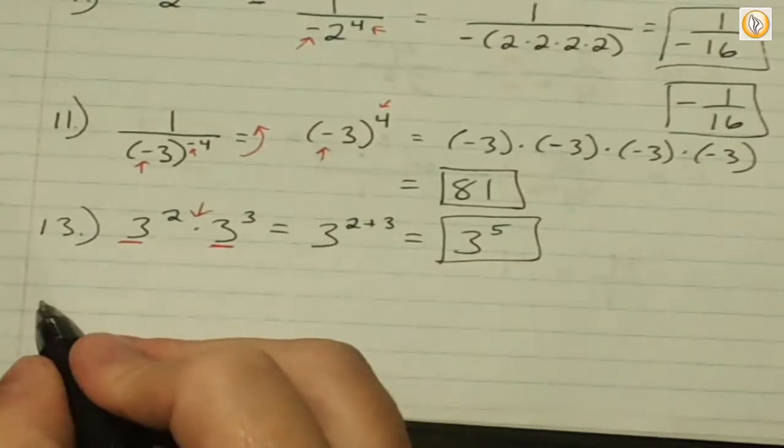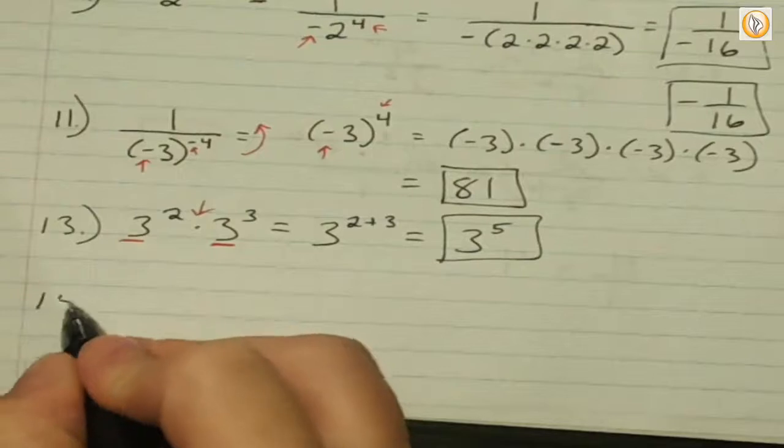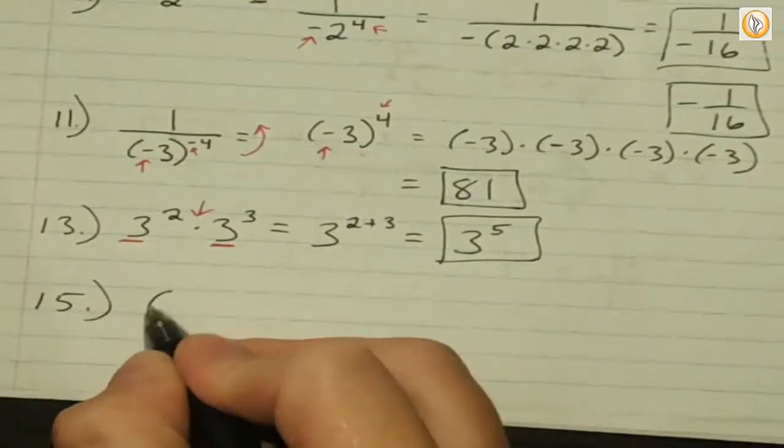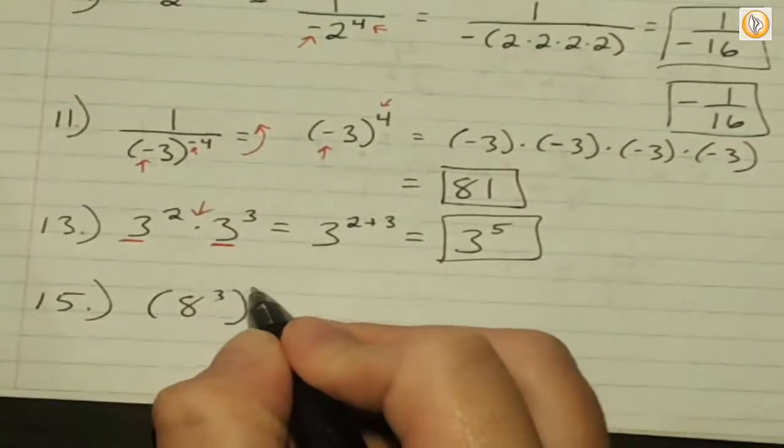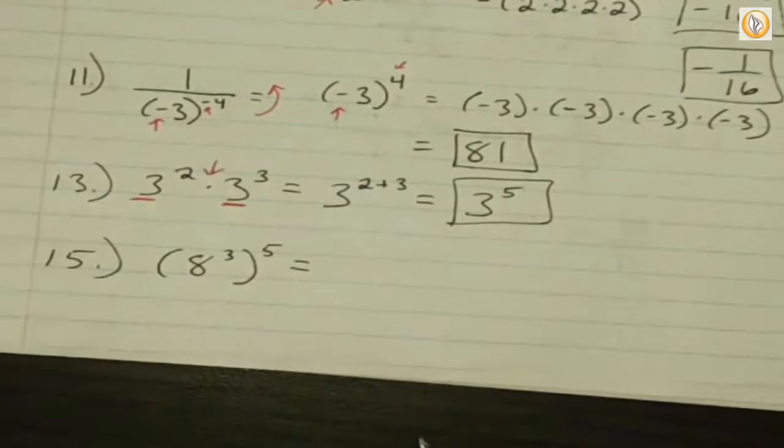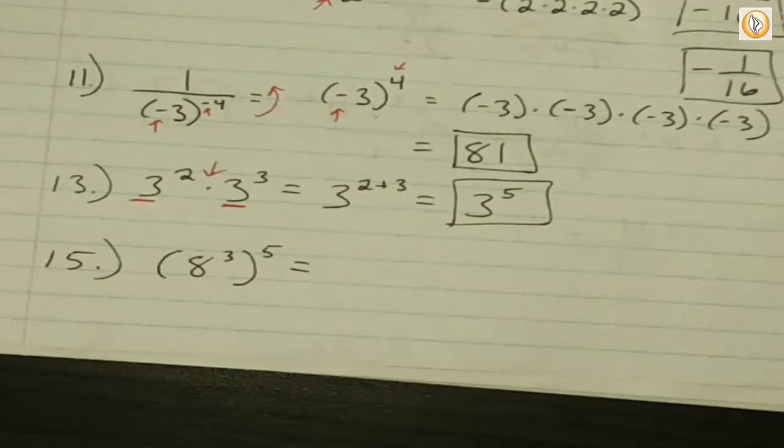Any questions? Cecilia. Number 15. 8 to the 3rd power raised to the 5th power. How do I solve that, Cecilia? You add 3 and 5. You're adding them? Yeah. Why? It's being multiplied. So you add the exponents?